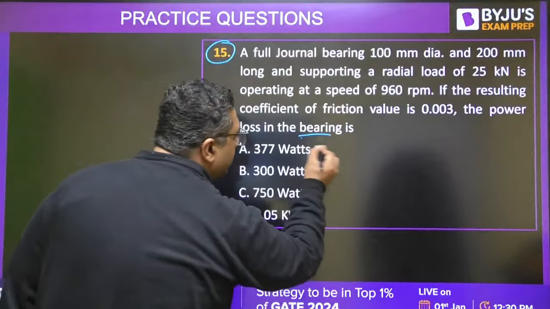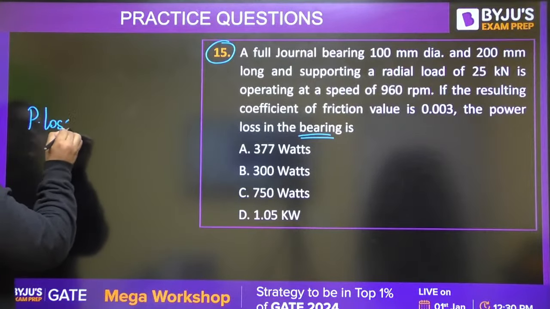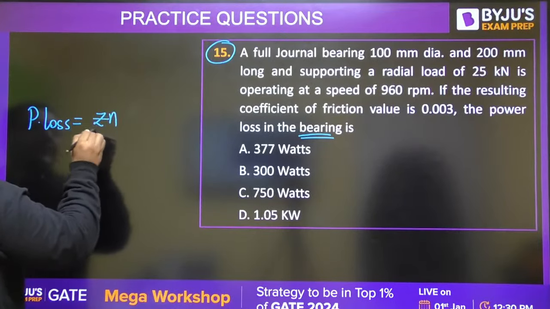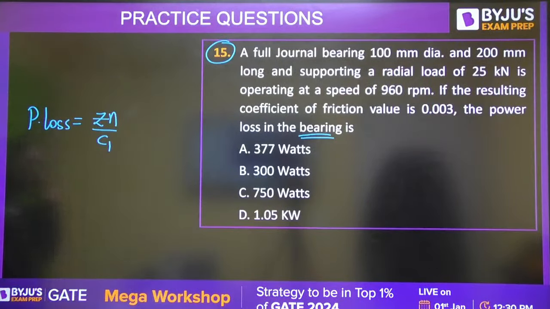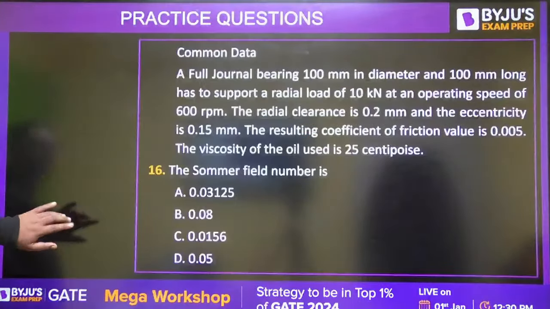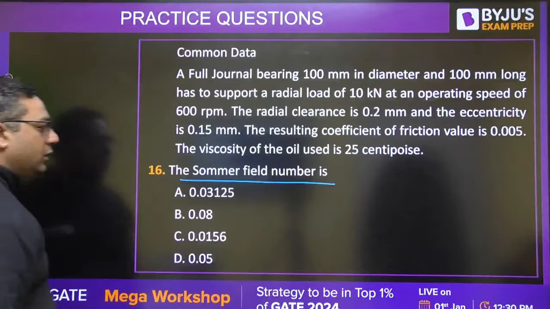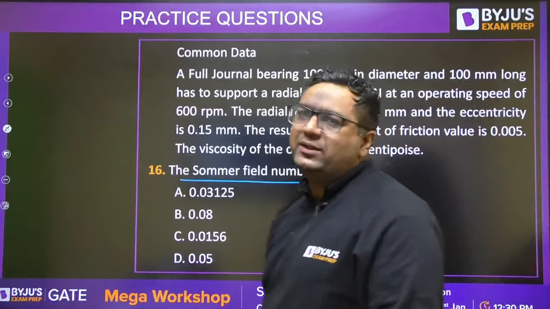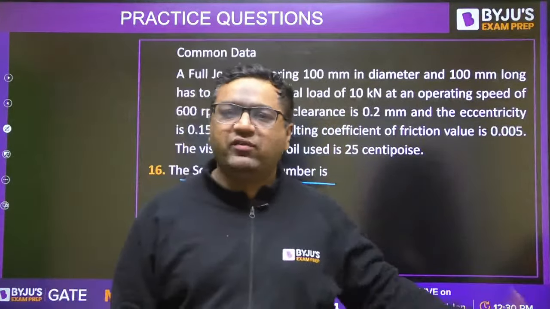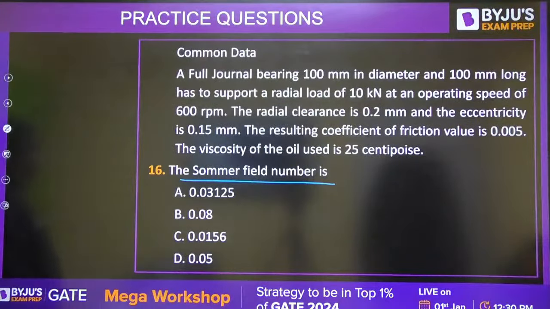This is from bearings. You need to find out the power loss. When we find power loss, first of all you will write Zn by C1. Okay, do not solve this question, solve this one: Sommerfeld number. Leave the previous one. So guys, I have shared the short notes of machine design. There I have defined coefficient of friction variable. Those two terms also remember, sometimes they are asked in the paper. So solve this one now.